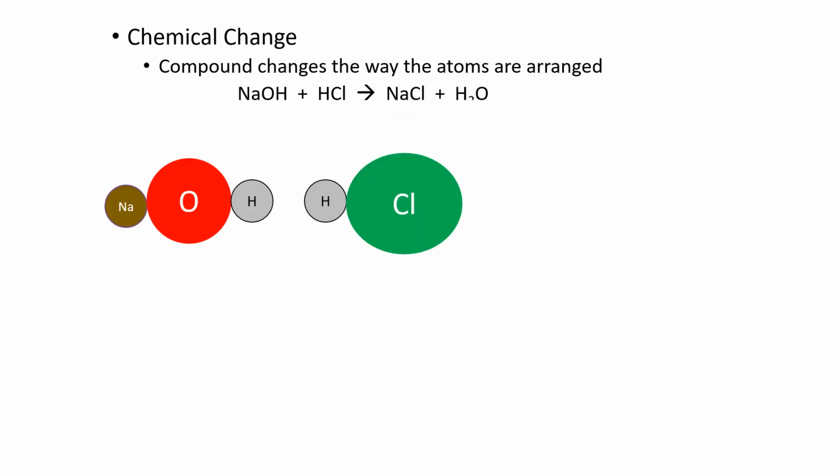Now, what about a chemical change? A chemical change is when a compound changes the way the atoms are arranged. So here I have some Na, O, and H. Na stands for sodium, O stands for oxygen, H is for hydrogen. And here's the chemical right here, NaOH. We're going to react it and combine it with HCl. And what happens is they change like this.